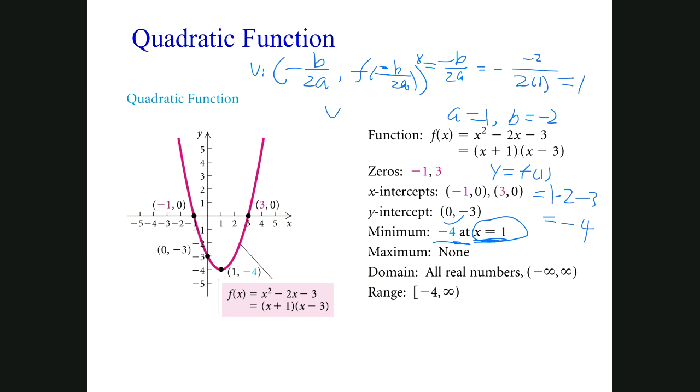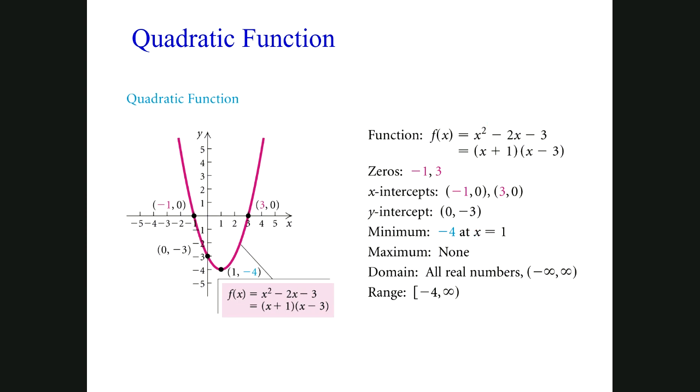So that is the vertex, and the vertex is the minimum, right? So the y minimum is equal to negative 4, at x equal to 1. So what's the maximum? Well, the maximum is infinity, or you can say none, because this keeps going up. We don't have a maximum because this is open.